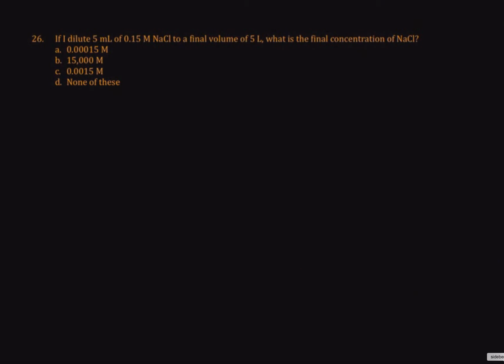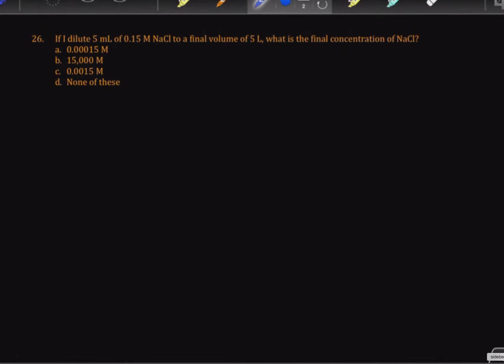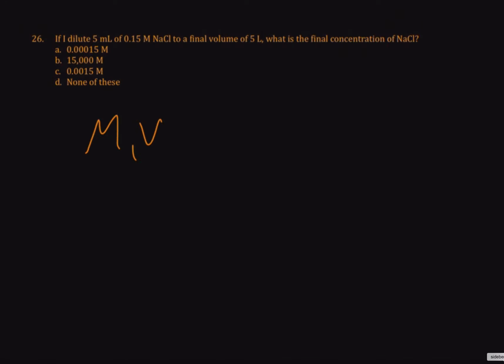If I take a 0.15 molar solution and I have 5 milliliters of it, I dilute that down to 5 liters. What is the final concentration? Well, the dilution equation is the starting molarity times the starting volume will be equal to the final molarity times the final volume.